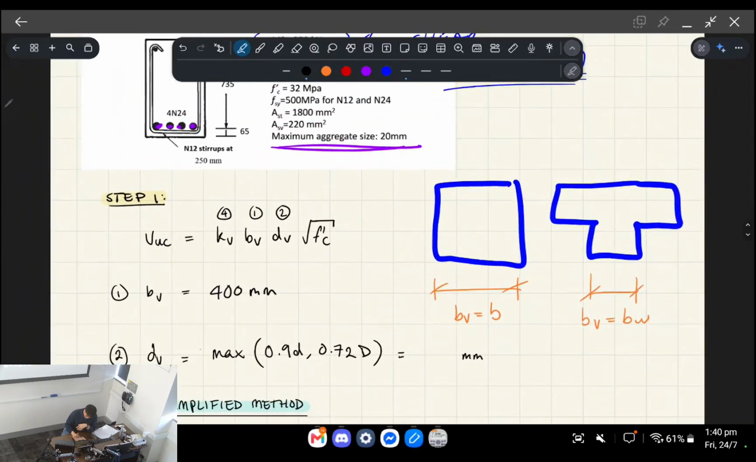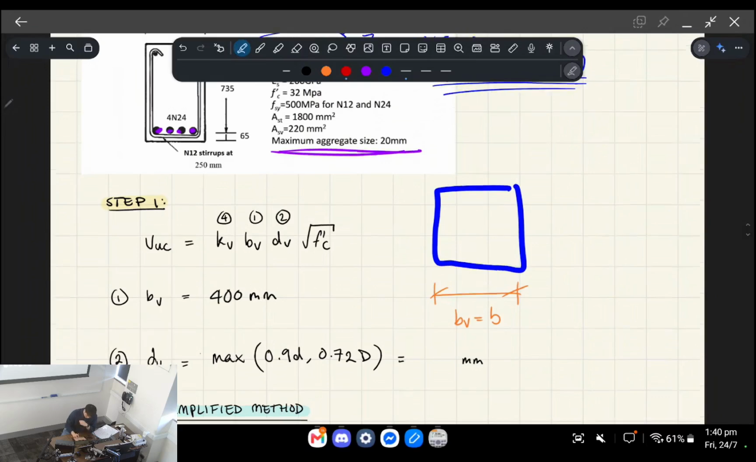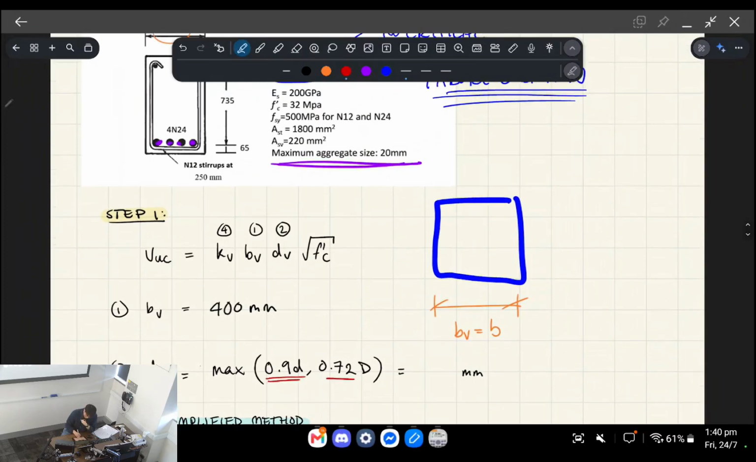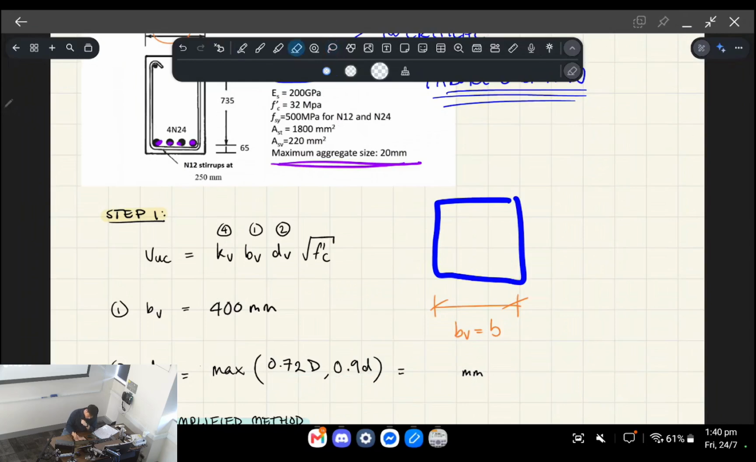Okay, next thing we need to do is find dV. dV is your internal lever arm, and it's the max between these two numbers. I'm going to swap this around because in my notes it's the other way around, I believe. So it's a max between 72% of your overall depth and 0.9 of your effective depth.